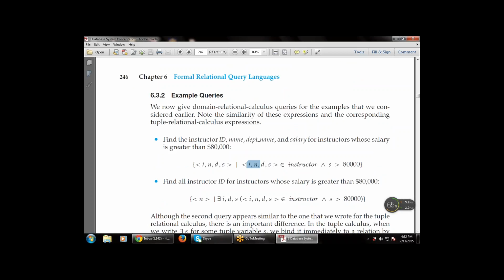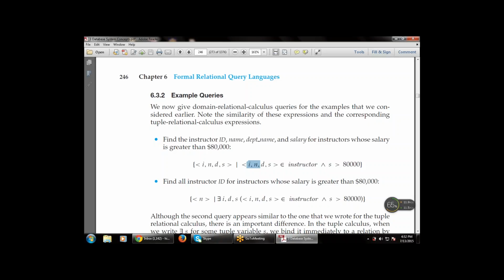Then there is a salary S that is greater than 80,000. Now the next example is: find all the instructor IDs for all the instructors whose salary is greater than 80,000. There exists N, such that there exists IDS, that is available, and the condition is that IDS belongs to the instructor and S is greater than 80,000.